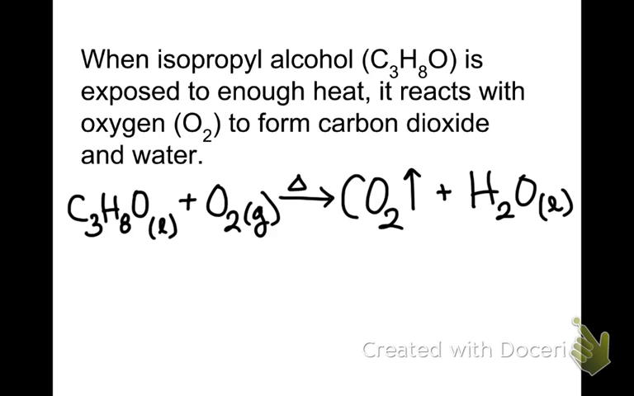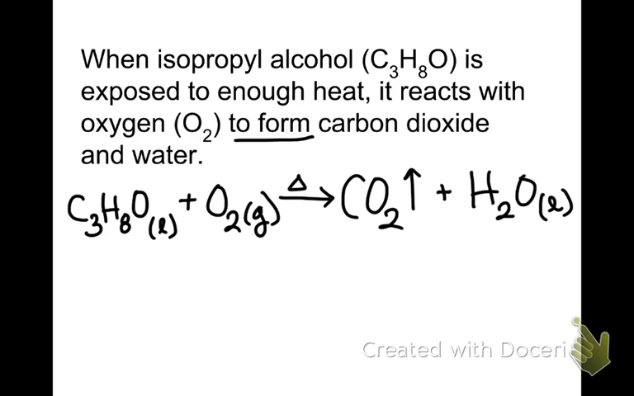And that is a gas. I know that's a gas at normal room temperature and pressure. And then it says when it's exposed to enough heat, so I have a triangle over my arrow. And then it says to form, which means now I have my products. Carbon dioxide is one of them, and I showed an up arrow because it's a gas that's produced. It's a product. And water, which is a liquid.